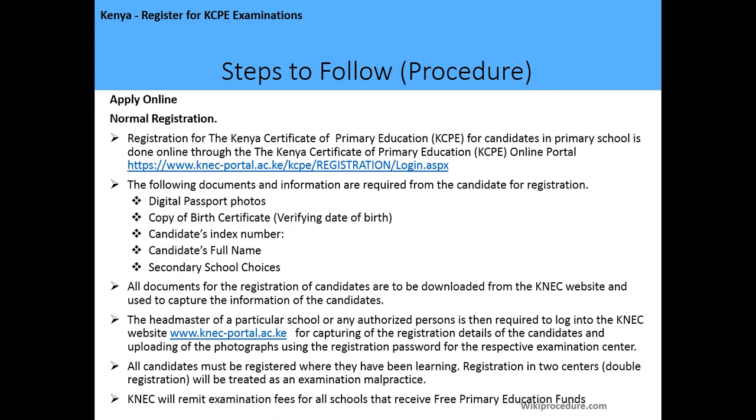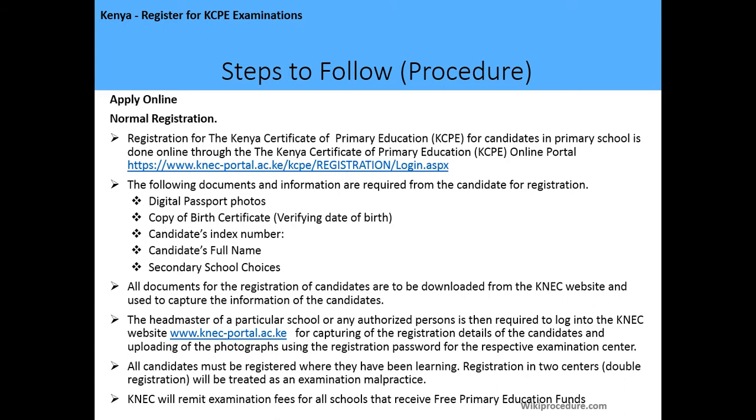So in the normal registration, applications are done online, and registration for the candidates is done through the Kenya Certificate of Primary Education online portal. And this is the online portal here. You can access it by going to the KNEC, Kenya National Examination Council website, and clicking on the KCPE registration online portal icon. And you'll be required to upload the following documents and give the following information for candidate registration.